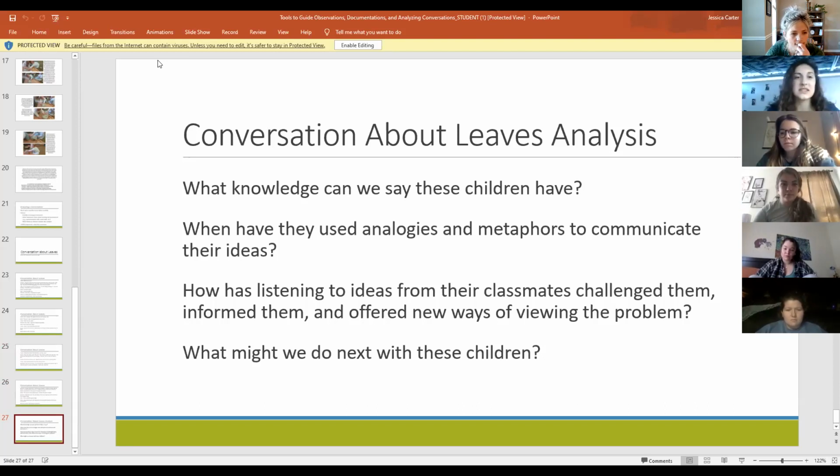It seems like they know the seasons, like it gets cold and the wind in the fall and stuff like that. They also have an understanding of the seasons and the changes that happen related to those seasons. So in this scenario that we just read, when did the children use analogies or metaphors to communicate their ideas?